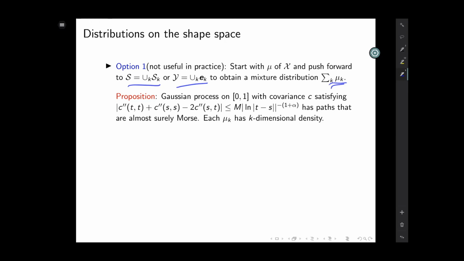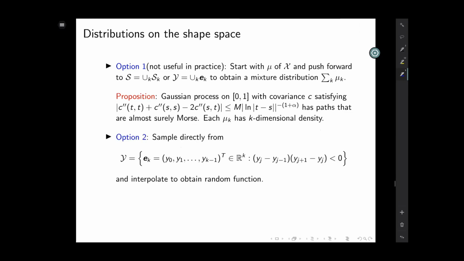So it's well behaved. But this is not very useful in practice. What is more useful is if I can just have a generative model, or if I can just sample directly from it. For that, I just look at the extrema, which is a k-dimensional vector which satisfies these constraints. So I just sample any k-dimensional vector and basically rearrange them to satisfy this. That can be done for any vector in R^k. And I can just interpolate them to get a random function. So this is the most friendly option.